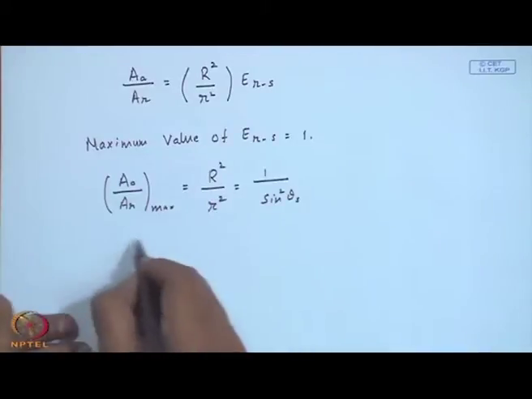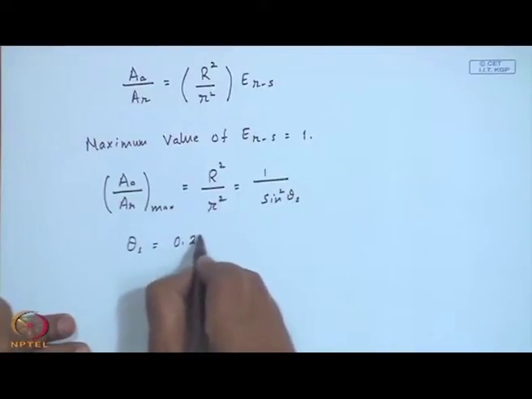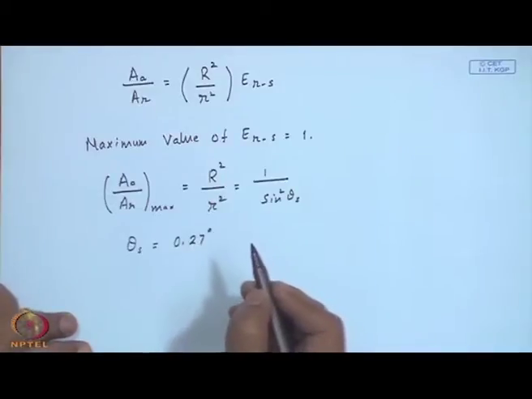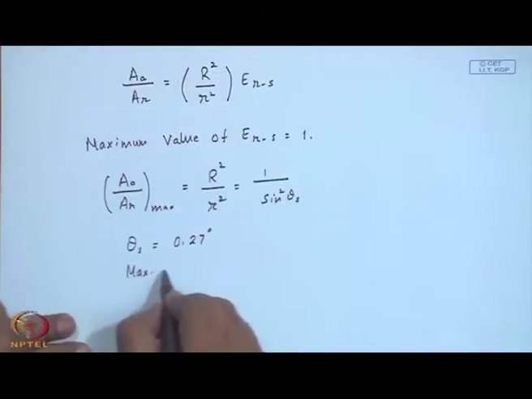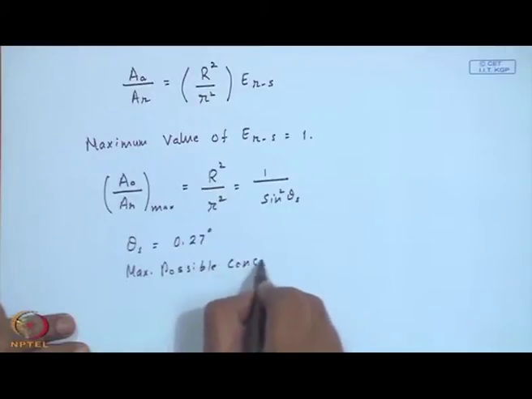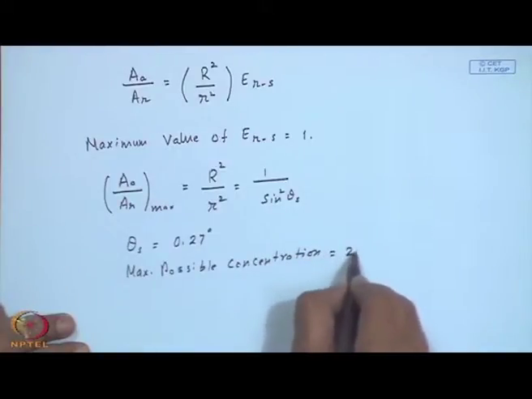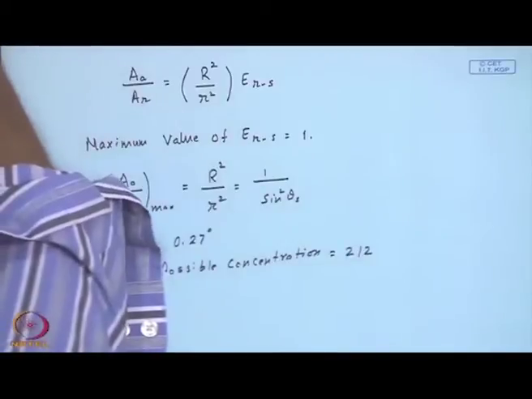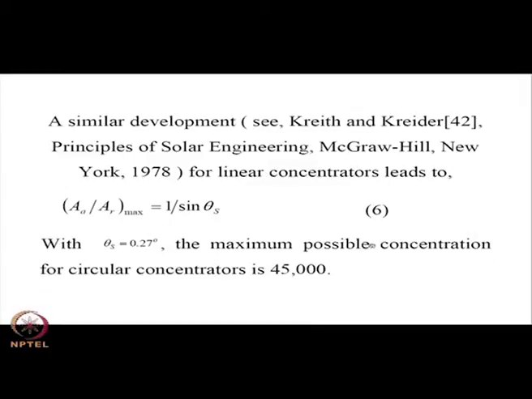So, if theta s equal to 0.27 degrees, maximum possible concentration will be 212. That is, you put in the value of theta s, you will get 212. This is for a circular concentrator.